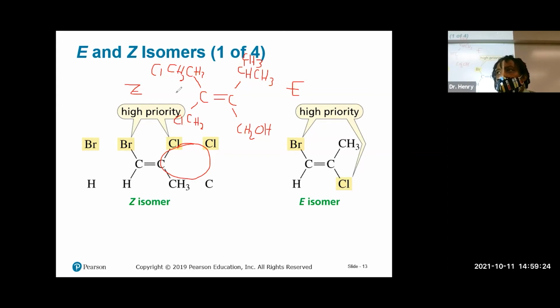Okay, which one is going to have the highest priority? The alcohol would have higher priority. Okay, so we'll say HP. Okay, so which one of these three are going to have higher priority?